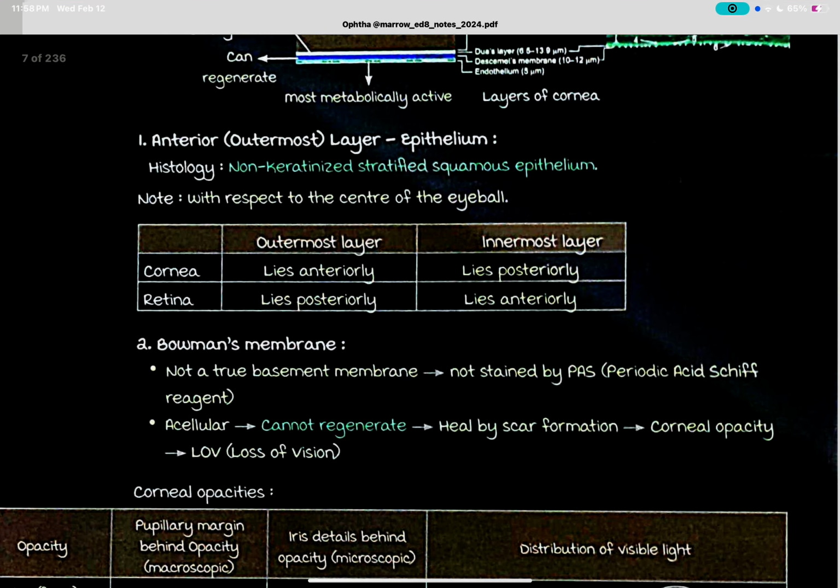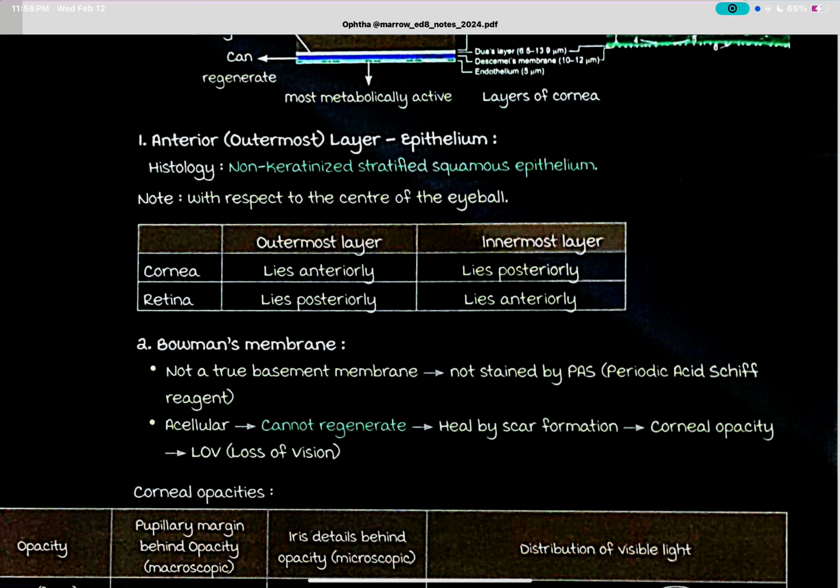Anterior and outermost layer, epithelium. Histology: non-keratinized, stratified, squamous epithelium. So what kind of epithelium does the cornea have? Non-keratinized, so obviously there is no keratinization. It is stratified, so it has multiple layers of cells. And squamous, that is, the top cells are squamous.